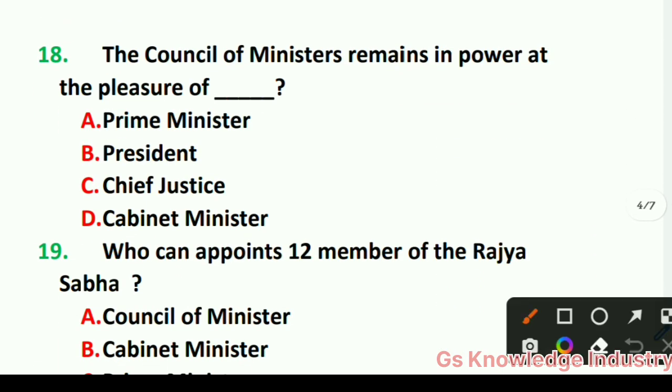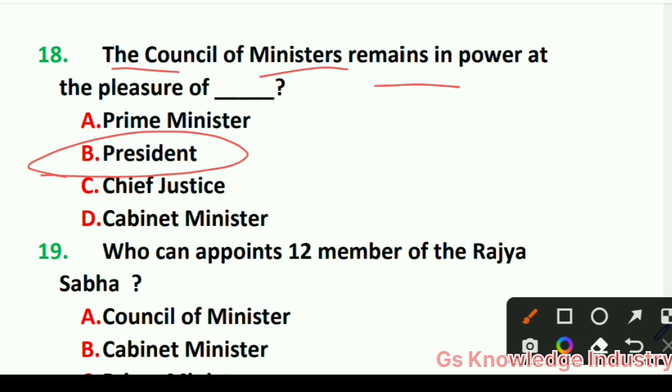18 number question. The Council of Ministers remains in power at the pleasure of whom? Option B is the right answer, President, right? The Council of Ministers remains in power at the pleasure of President.